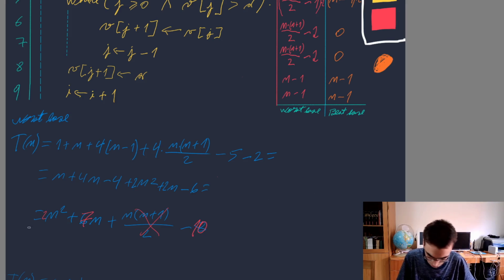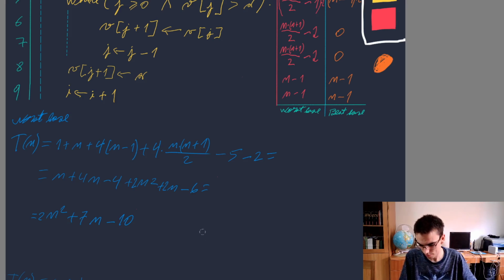And now we have equals to 2. And 6 becomes 7. And this term is gone, and it's minus 10. Okay, hopefully it's all correct.